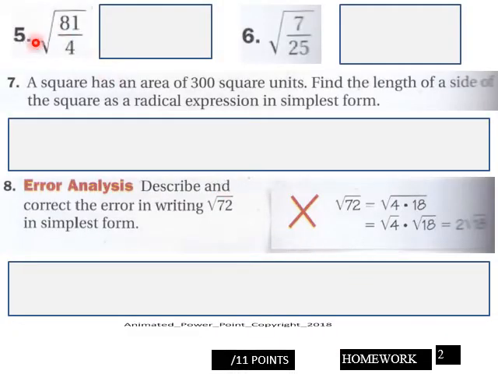Page 2, you have simplify these. For number 7, you have a word problem. Find the side length of a square as a radical expression in simplest form. Number 8, you've got error analysis here. Find out what's wrong with that. Correct the error in writing radical 72 in simplest form. Describe in full sentences here. You've got 11 points here on page 2.